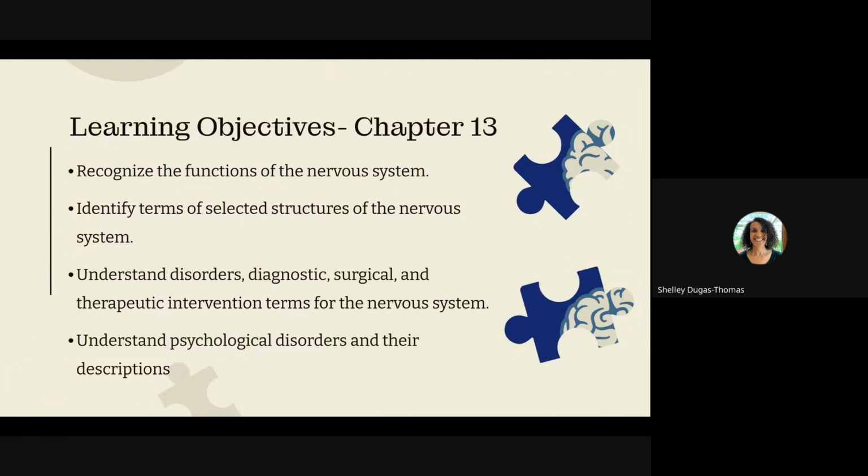So let's review core objectives. We will first establish the physiological functions and selected anatomical structures of the nervous system. From there, we'll build out our vocabulary to understand pathology, diagnostic testing, surgical interventions, and therapeutic terms. Finally, we'll cover some psychological disorders, breaking down how mental health conditions are classified and described in clinical documentation.